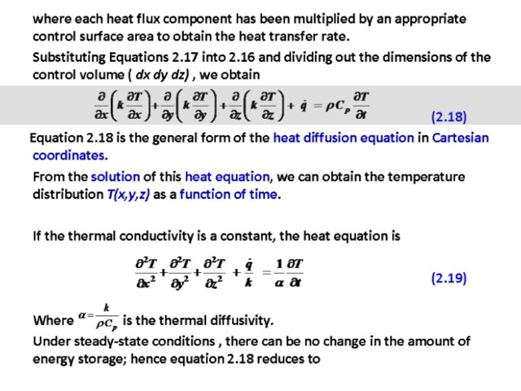This is nothing but the heat diffusion equation. This is nothing but the heat diffusion equation. So, if I assume that my material properties are homogeneous and isotropic, the k can be taken out.